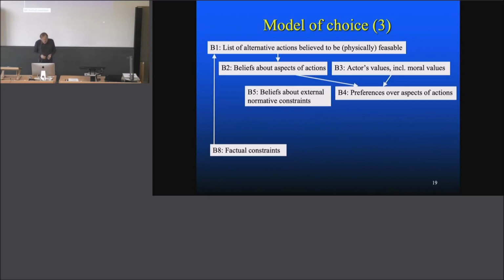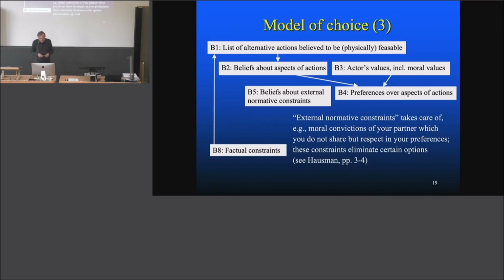Then you must, of course, have beliefs about external normative constraints. This is something that Hausman brought up in his text, but doesn't build into the model. But I think it's a very good and interesting point. Belief about external normative constraints. I mean the following by that. That takes care of, for instance, moral convictions of your partner, which you do not share but respect in your preferences. Right? So, for instance, your partner is a vegetarian. Right? And then you know that in Egypt it may be very hard to get vegetarian food. You're not a vegetarian. But then you say, because of your partner, well, in that case we won't go to Egypt. That doesn't change your preferences. Your preference is still there, but you say under this constraint, right? That constraint eliminates the one alternative, and therefore you take care of it.